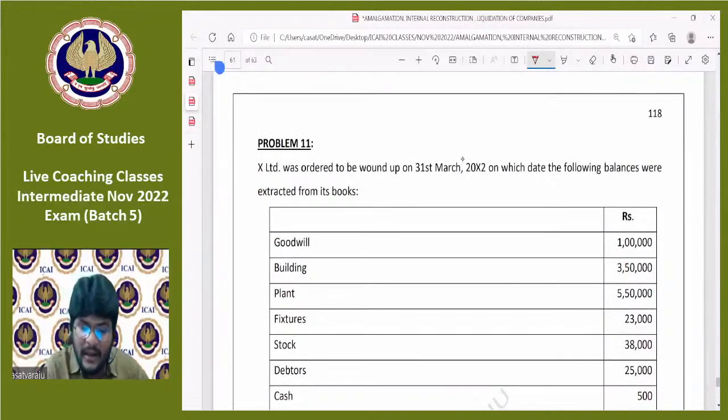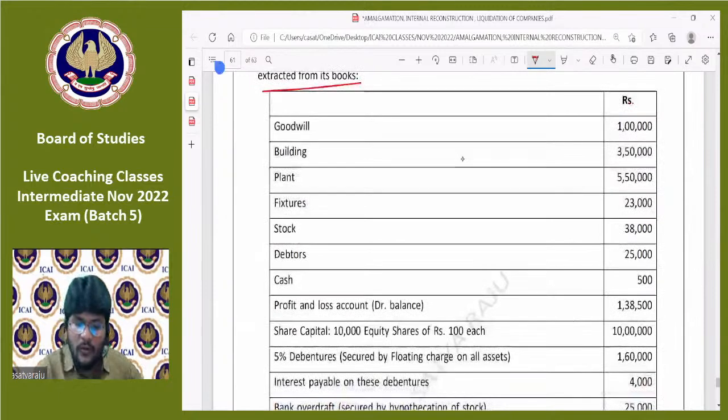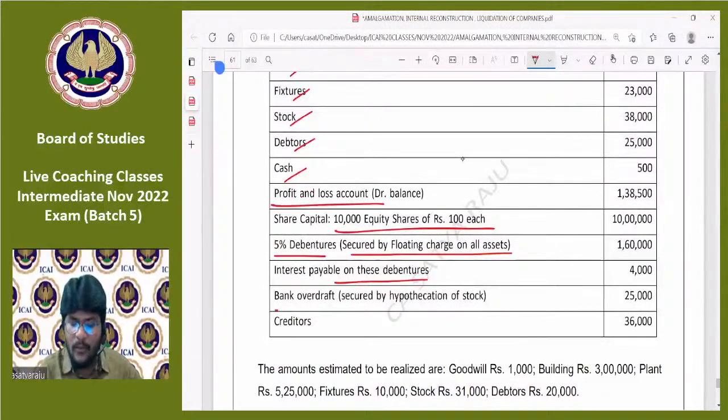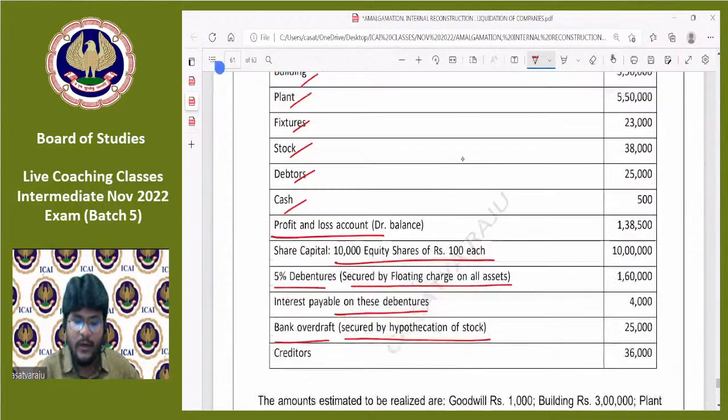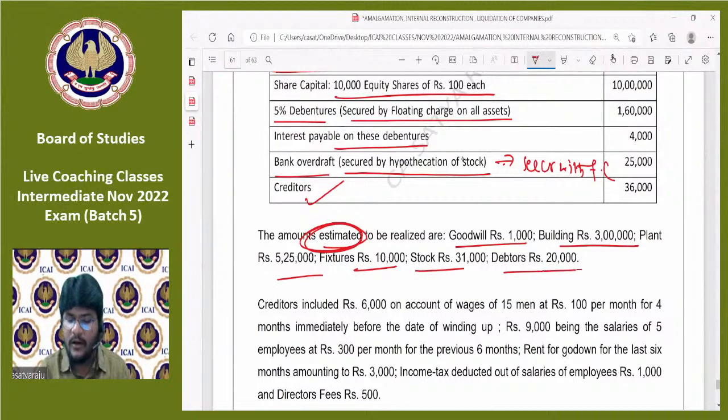Please concentrate. X Limited was ordered to be wound up on 31st March 2012. On which date the following balances were extracted from its books: goodwill, building, plant, fixture, stock, debtors, cash, P&L account debit balance, equity share capital, 5% debentures secured by floating charge on all assets, interest payable on these debentures, bank overdraft secured by a hypothecation of stock. Means the stock is ASP. Means this bank OD is secured creditor with a fixed charge. Next, creditors information was given. The amounts estimated to realize are goodwill, building, plant, fixtures, stock, debtors.